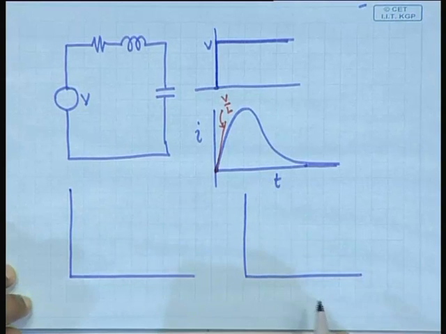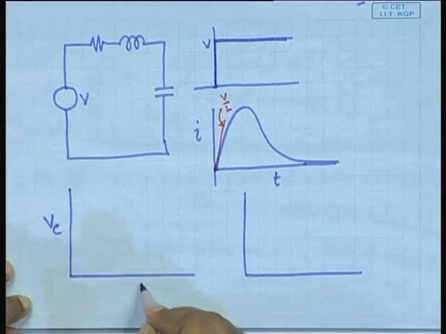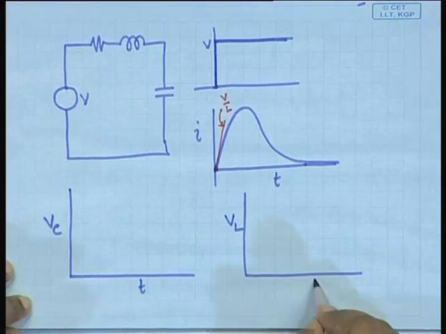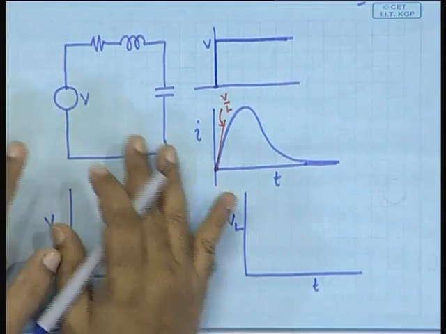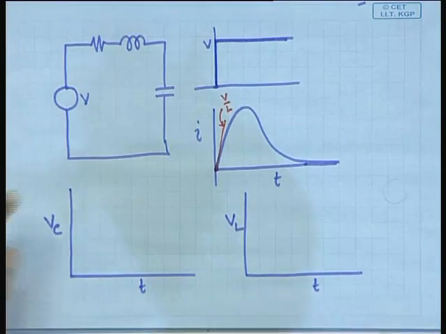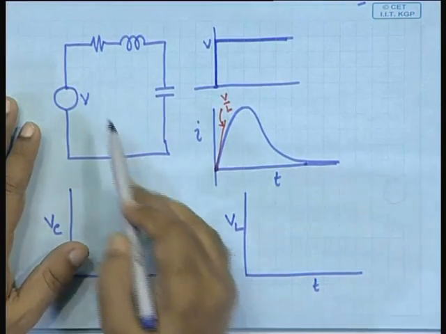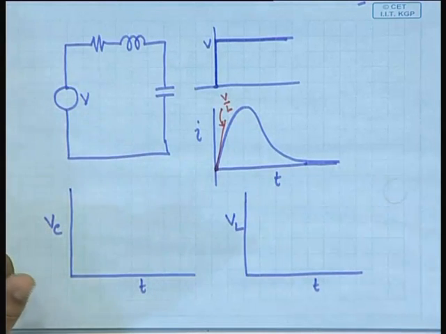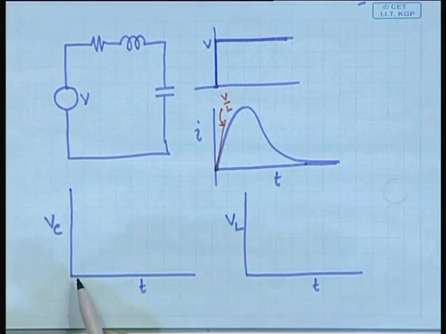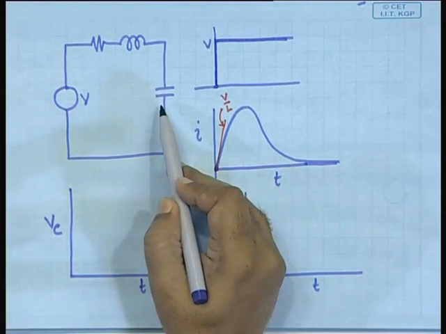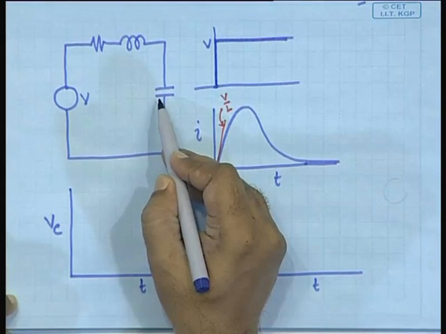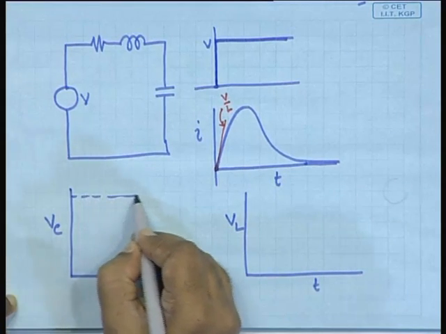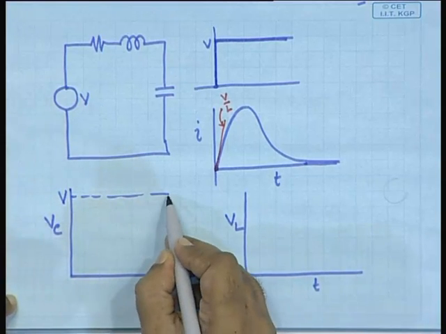So, we are trying to work out VC against T and VL against T. Notice, when you try to work it out, first talk about the extreme condition. What will be the value when T is equal to 0 and what will be the value when T is equal to infinity? First work this out. What is the value for VC at T equal to 0? Obviously 0, because it is not starting with anything. So, it starts from here. Where does it end? V. Good. So, you will have the value V here and then it should reach like this.